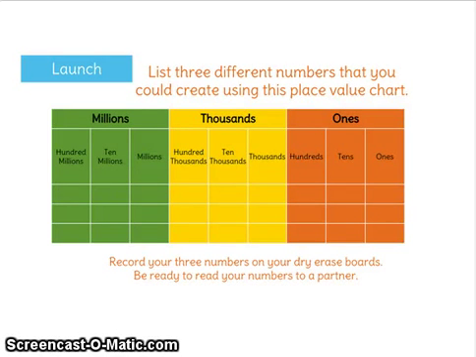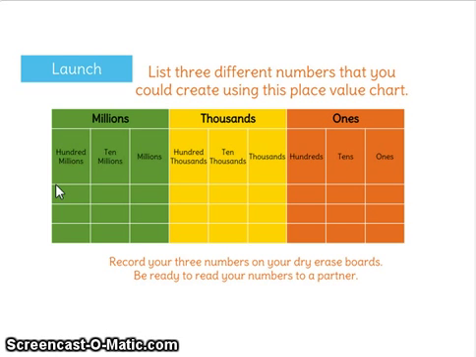Hello, today we're going to be learning about place value. So I want you to list 3 different numbers that you could use to create this place value chart. So using 3 different numbers, I want you to fill in this chart. Now I want you to make sure that you have a number in each of these areas for all 3 of your numbers that you're going to create. I will give you a minute to create those. Simply pause the video and then continue after you have your 3 numbers created.